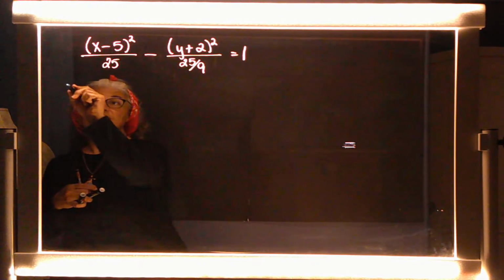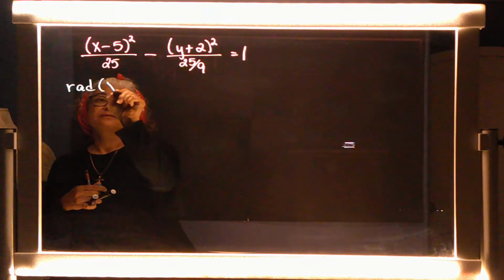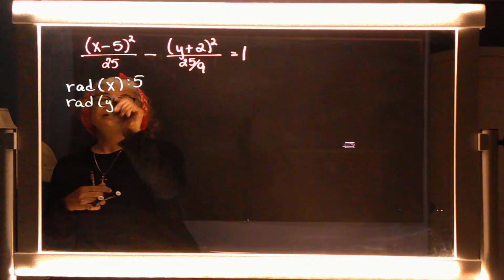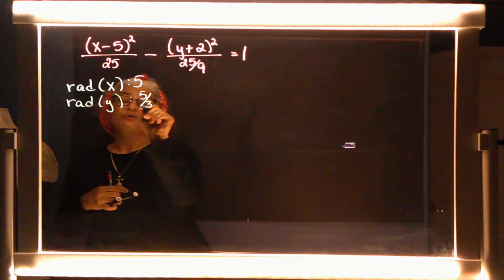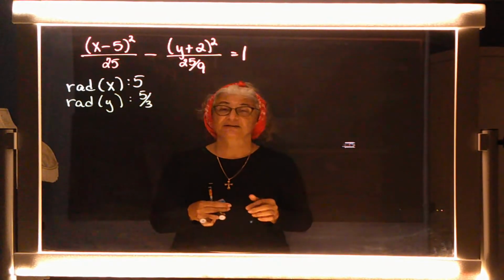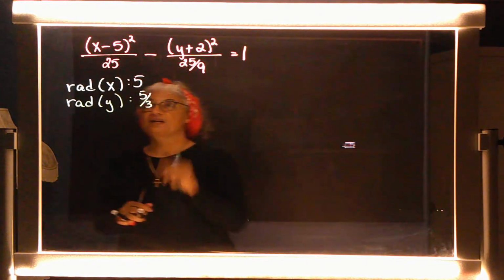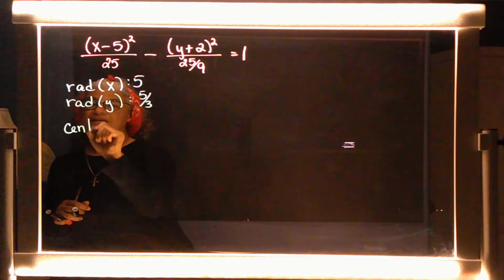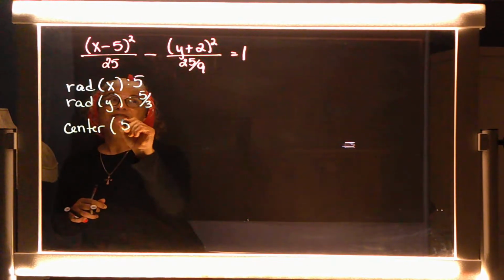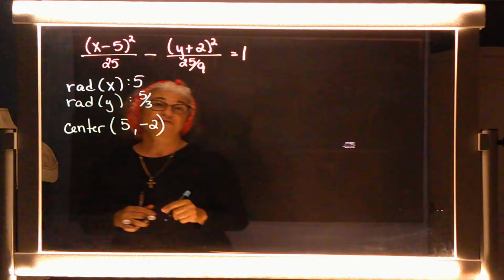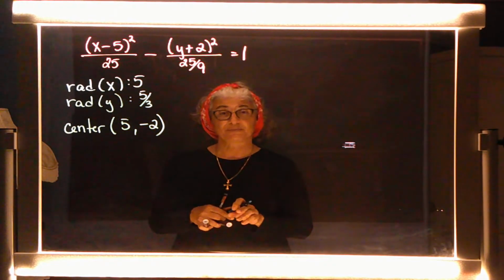The radius in our x direction is what? Good, 5. The radius in your y direction is? Good, 5 over 3. You know how to take the square root of that. That's easier than you think, I should say. The center, yeah, positive 5, negative 2, right? Positive 5, negative 2, just like the ellipse. You got to set them equal to 0.